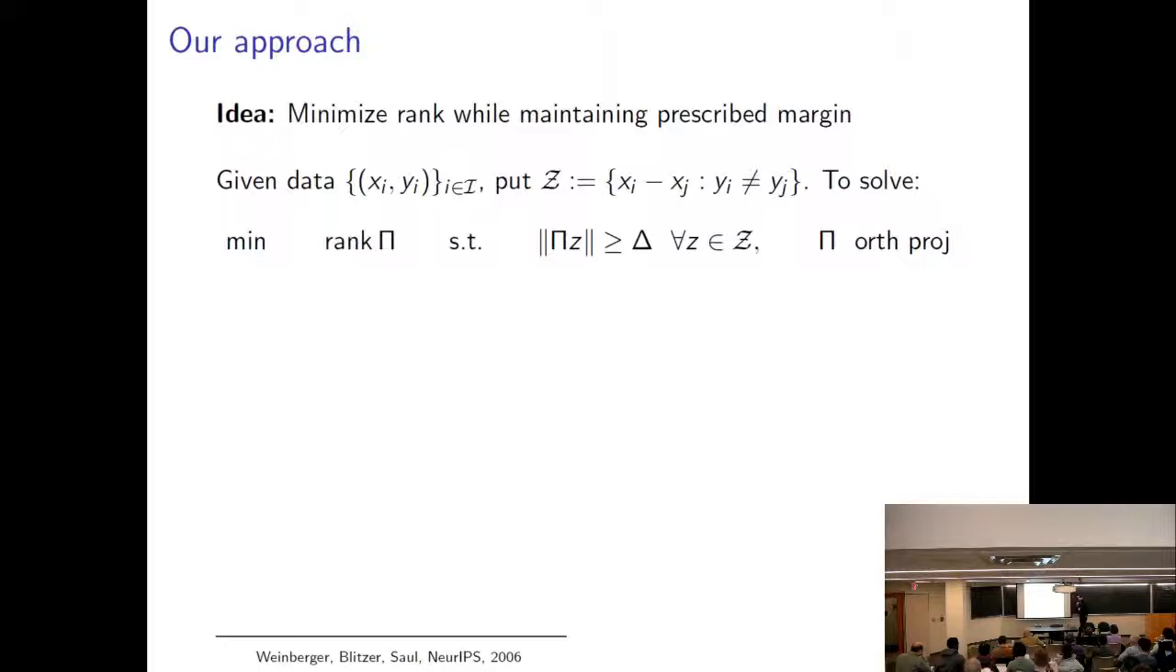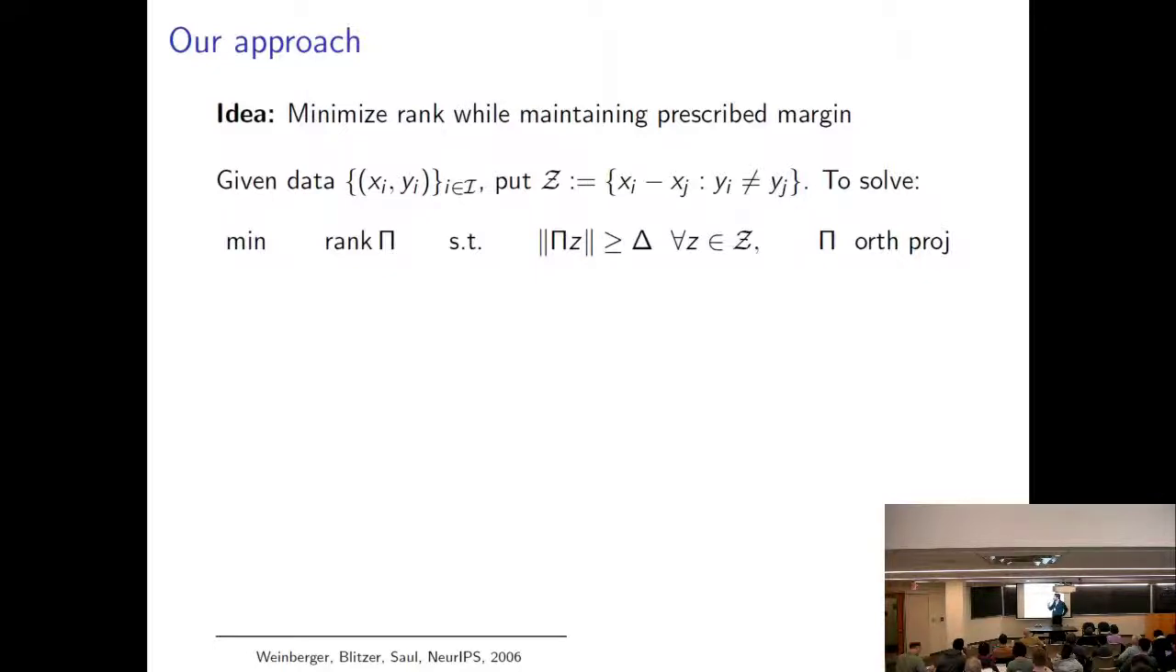We want to find the orthogonal projection of smallest rank that keeps points with different labels separated. We want to maintain margin while making the rank as small as possible. That's the game. So the data we receive: Euclidean points, comma, label.